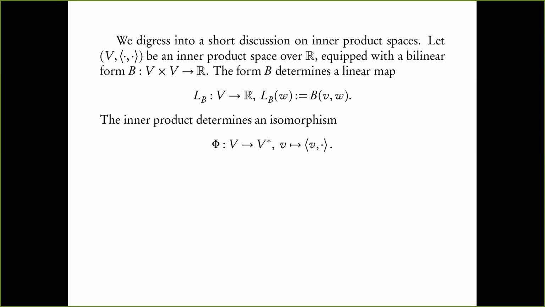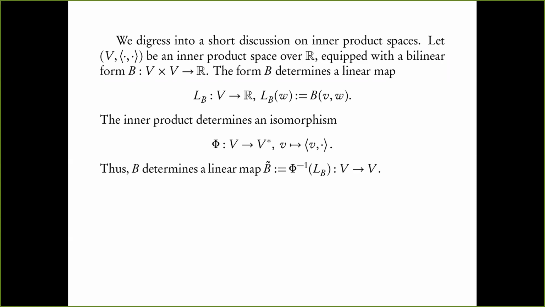On the other hand, you have an inner product. It's positive definite. So it induces an isomorphism between V and V star, and this is something you have seen many times over. V goes to inner product V, dot. Okay. So this is an isomorphism because of the positive definiteness of the inner product, which says that this map is injective, and because V and V star have the same dimension, an injective linear map is necessarily surjective by the rank nullity theorem.